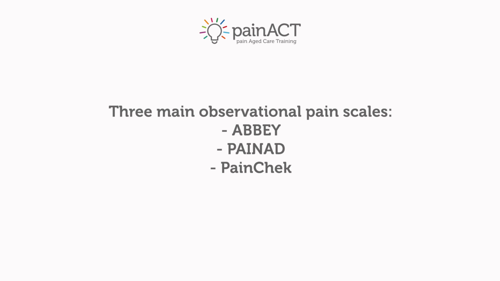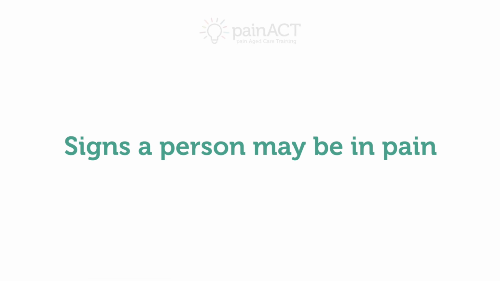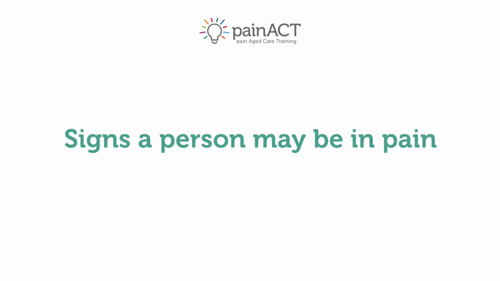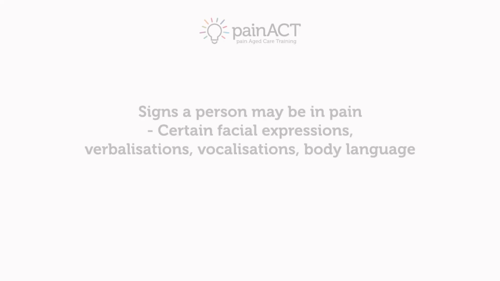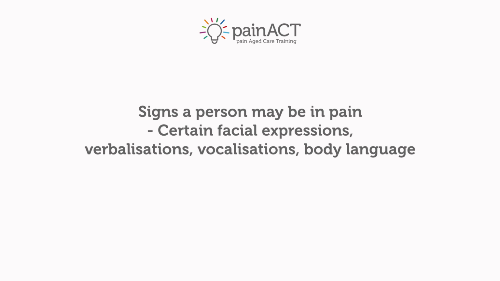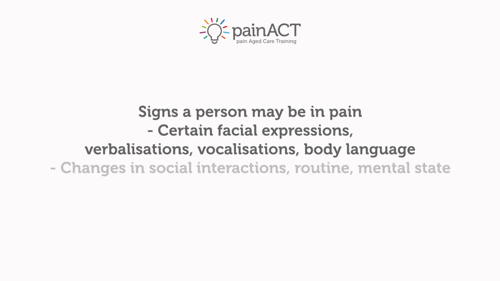painCheck automates some of the observation by using a tablet, iPad, or smartphone. All the scales focus on behaviours that may indicate a person is in pain. Their facial expressions, their verbalizations, like what they say, as well as their vocalizations, like the sounds that they make. You should also observe their body movements, their interactions with other people, changes in their routines, and any indications of their psychological or mental state, like irritability.